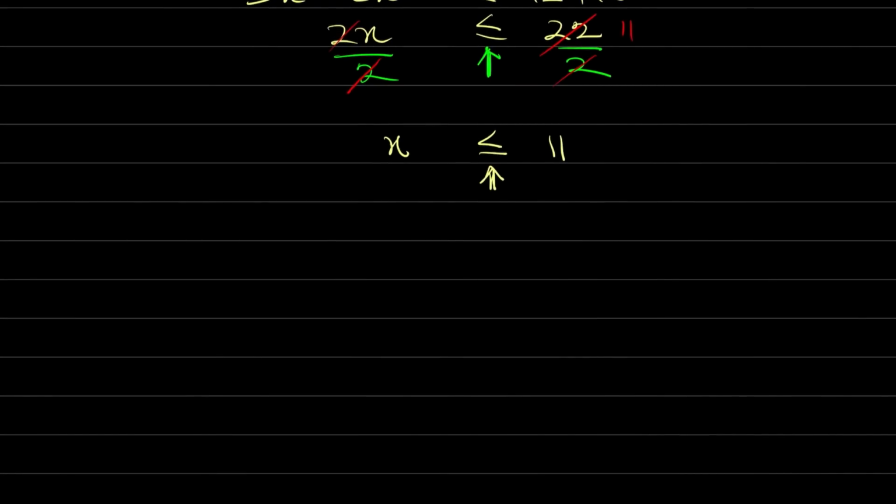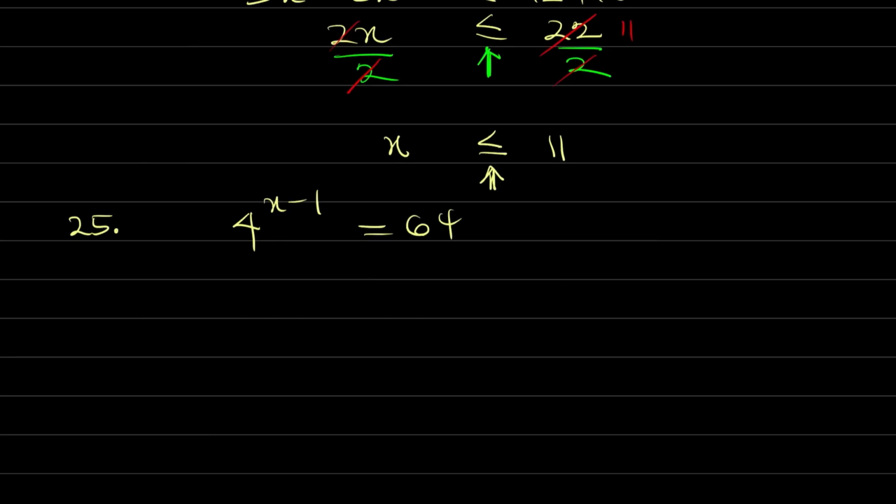Question 25 says, solve for x given that 4 raised to power x minus 1 is equal to 64. This looks like something we have solved before. If we have, no problem.